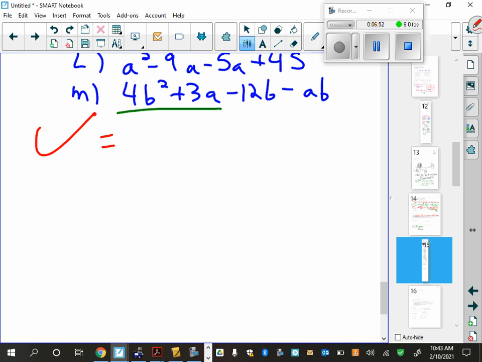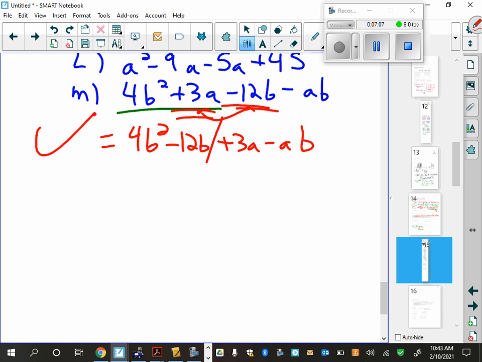Okay, so yes, I would switch the middle terms because it always works. If you want to switch other terms around, it's fine. You'll get the same answer. But if you switch this term and put it here, and this term and put it here, then you're able to take a GCF for the first two terms and a GCF for the last two terms. Okay? So far, so good. So 4b(b subtract 3) plus a(3 subtract b).